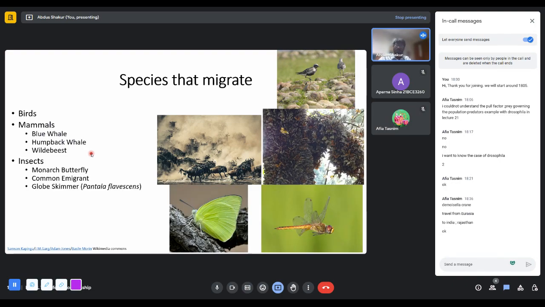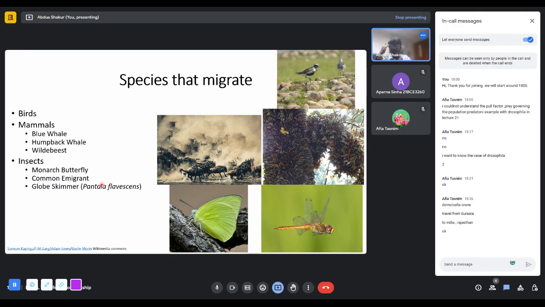Insects, it's such an interesting category. The monarch butterfly is the first example that everyone might have heard of. They migrate from the southern parts of North America to the northern parts. And the common emigrant is a species of butterfly that you see in the Indian subcontinent also, which migrates.